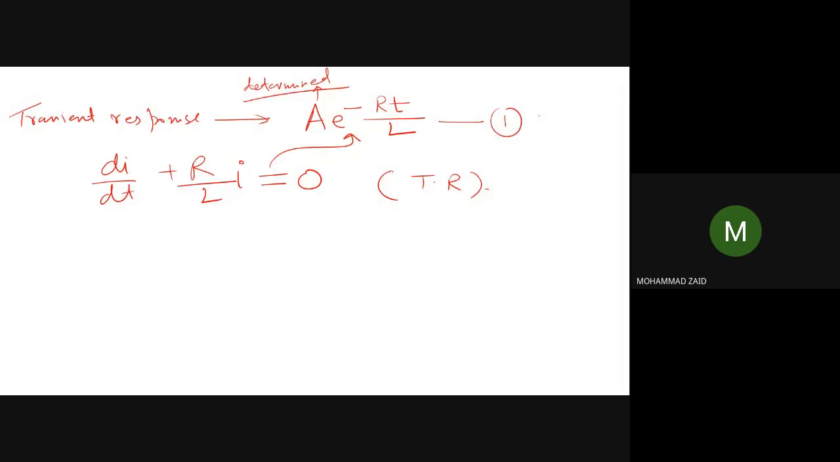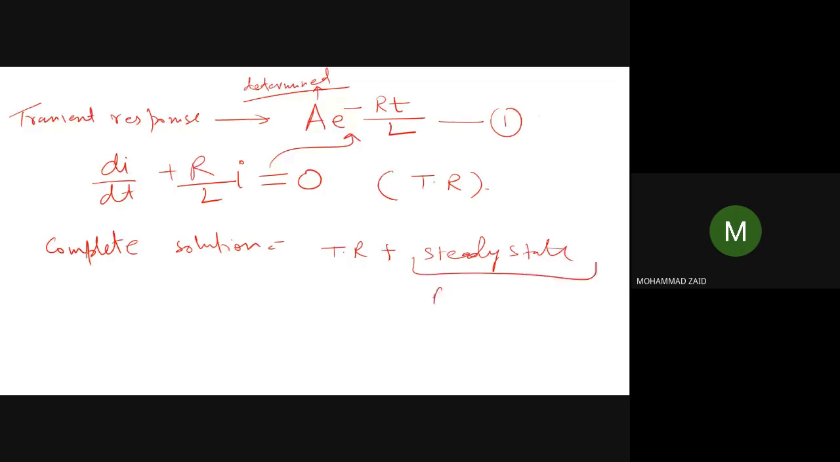Now, when the transient response is known to us, for writing the complete solution we need transient response plus steady state. This steady state response we have already studied in the first year. What will be the steady state response? Can anybody tell?